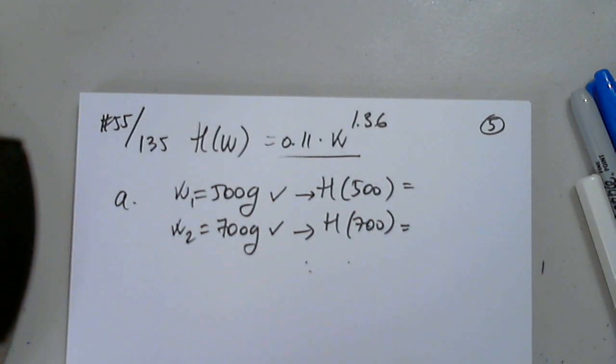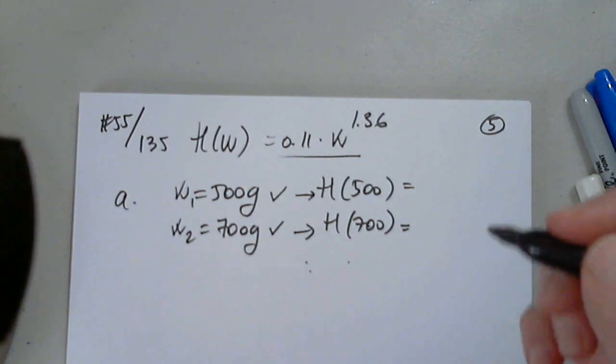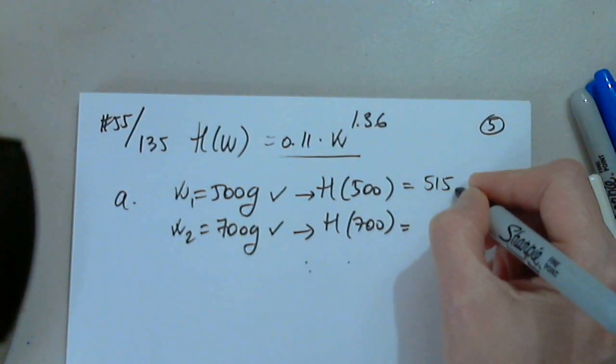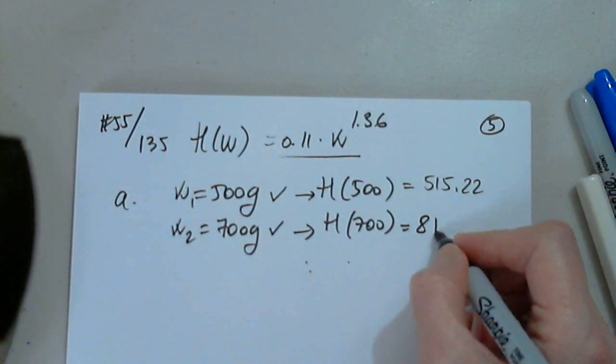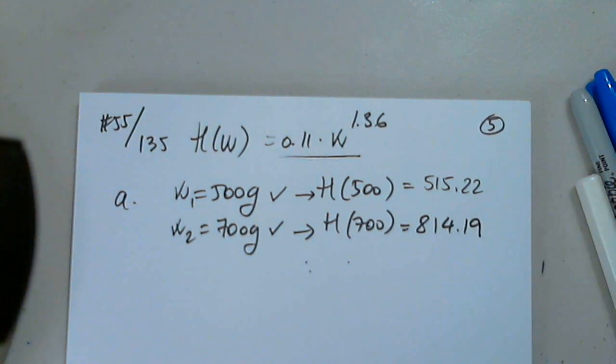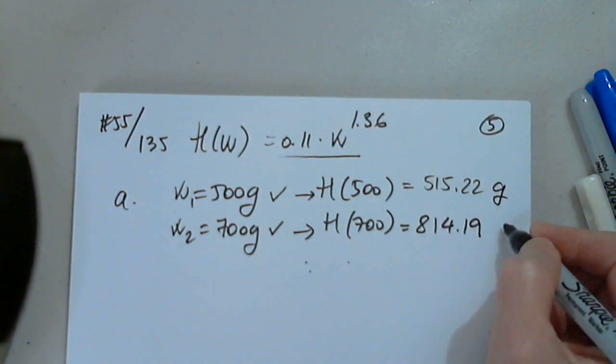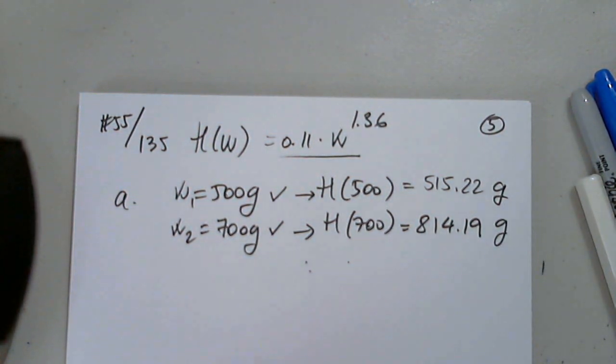Because actually the problem may say 4 decimal digits, and you don't have 4 decimal digits here. So that's why you need to highlight it to see the entire number. So I will copy only 2 decimal digits, 515.22. That's okay. I scroll down and I have 814.19. And this is in grams. Remember, we wrote that a long time ago. Measurement units should always be there.